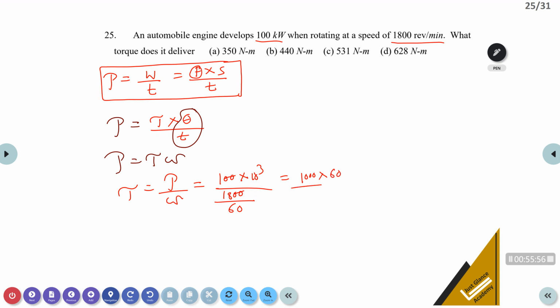Into 60 divided by 18. That means it is 6 into 10 to the power of 4 divided by 18. 6 1s are 6, 6 3s are 18, so 1 by 3 into 10 to the power of 4. Roughly then you are getting 531 Newton meter. This is the right choice.